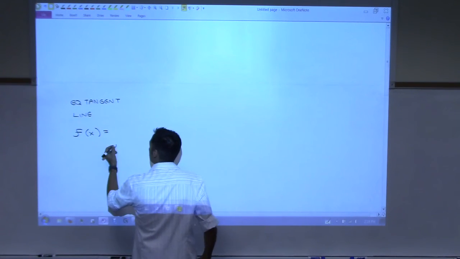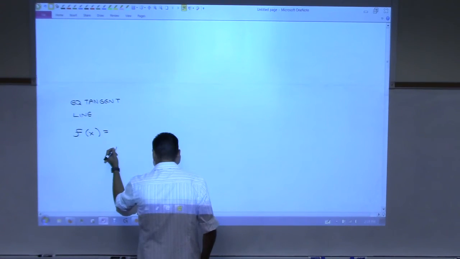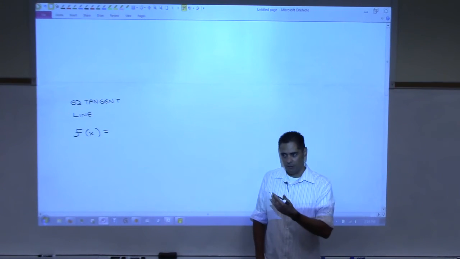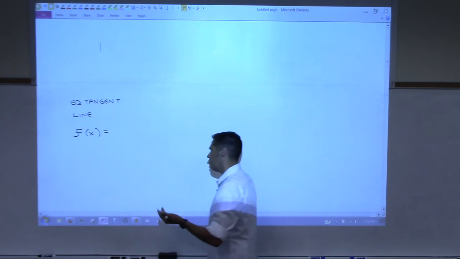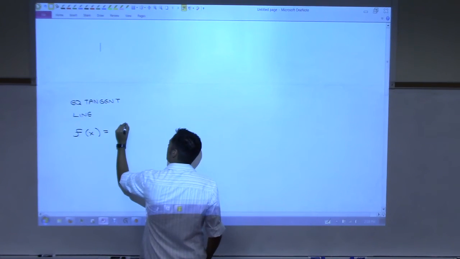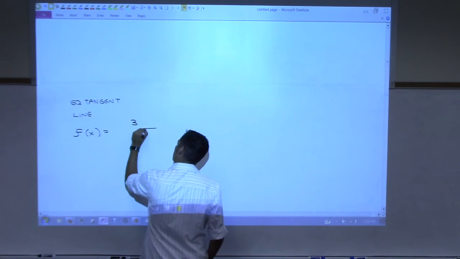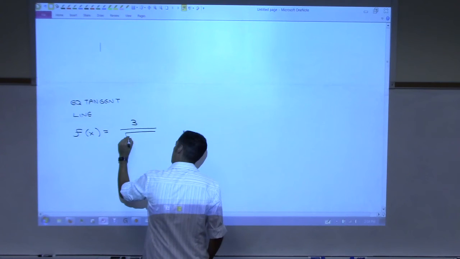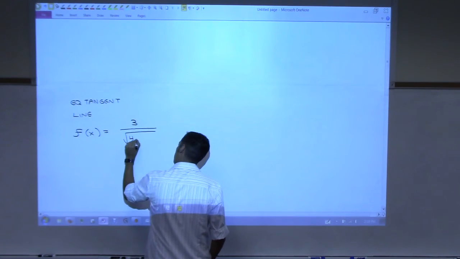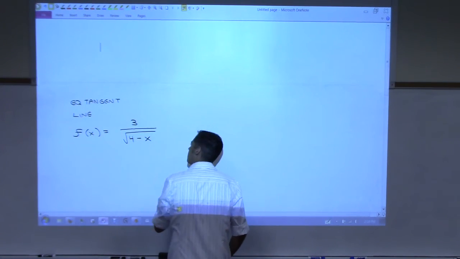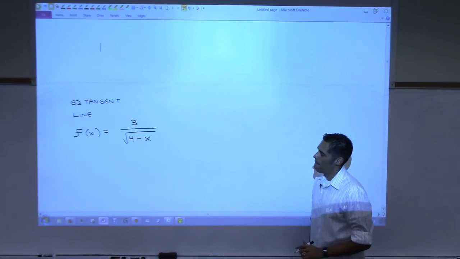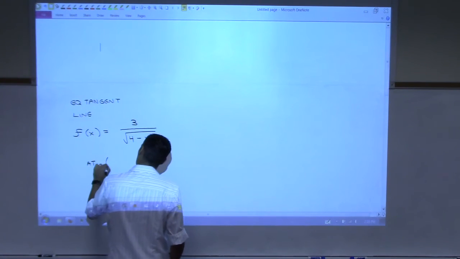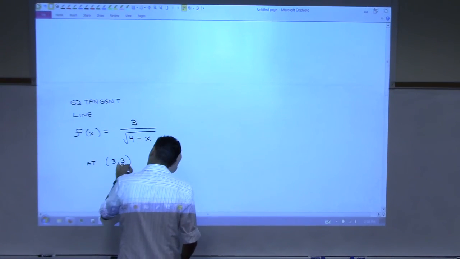Okay, so here's the function. I have to be careful that I don't go too far. If I push it too far, then the algebra will get to a point where we can't do it easily. So let's go with this: 3 over the square root of 4 minus x at the point 3, 3.